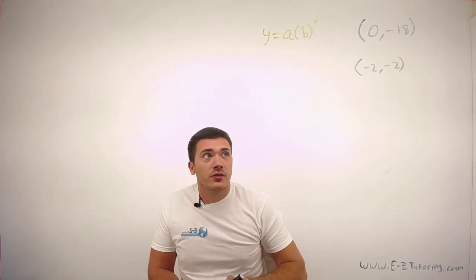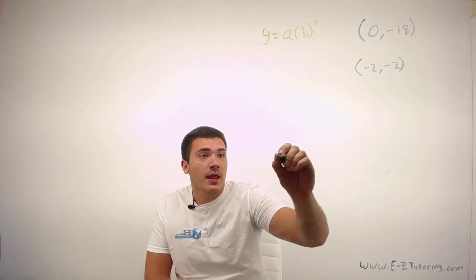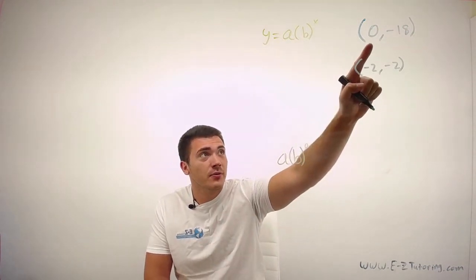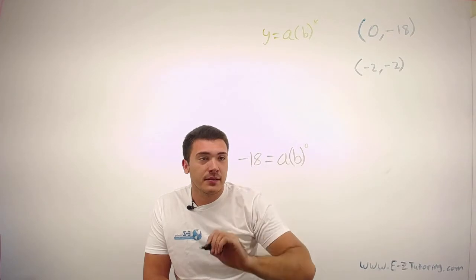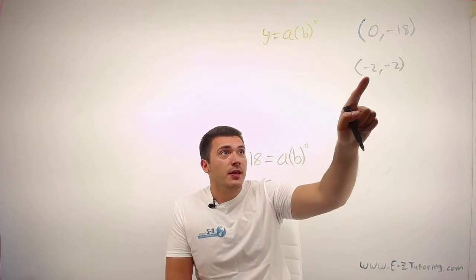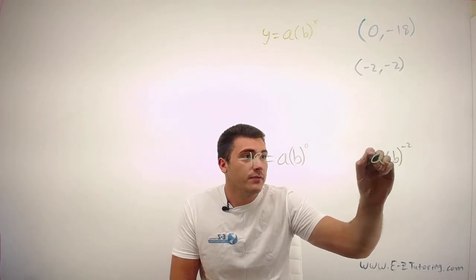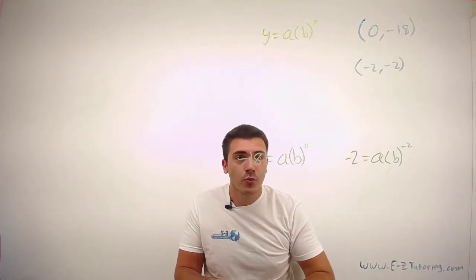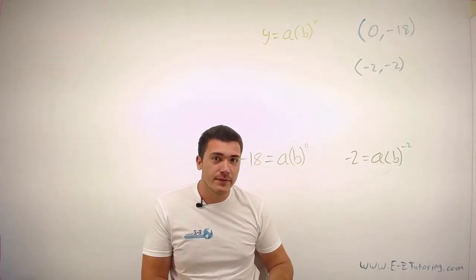Here's what I mean. If we plug in the 0 for x, we get a times b to the 0, and we must get -18 for y. Now we do the same thing for this one. If we plug in a -2 for x, so a times b to the -2, we must get a -2 for the y. So we just made ourselves two different equations here, and this becomes much easier to solve now.